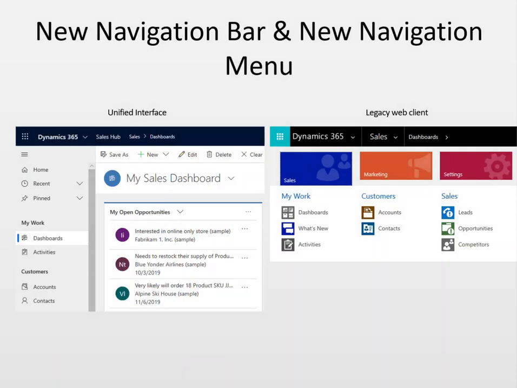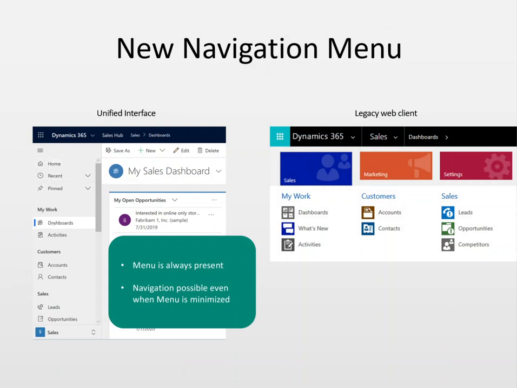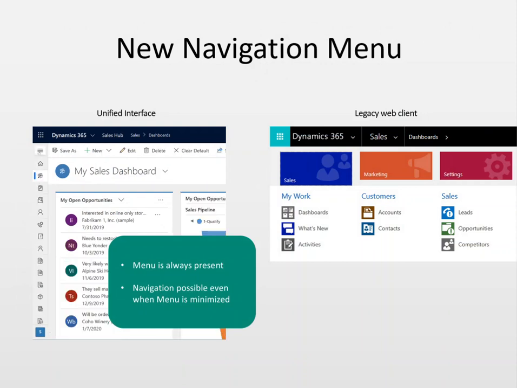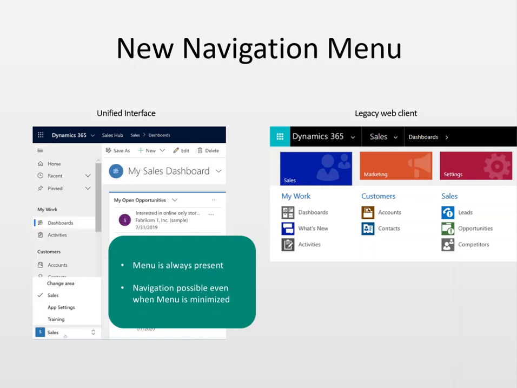Okay, now we'll get a quick look at what we will get after the upgrade. On the right we have the legacy web client, and on the left we have the unified interface. As we can see in this quick look, on the left the menu will always be available, but in the legacy web client you have to click, for example, on the arrow beside the sales.